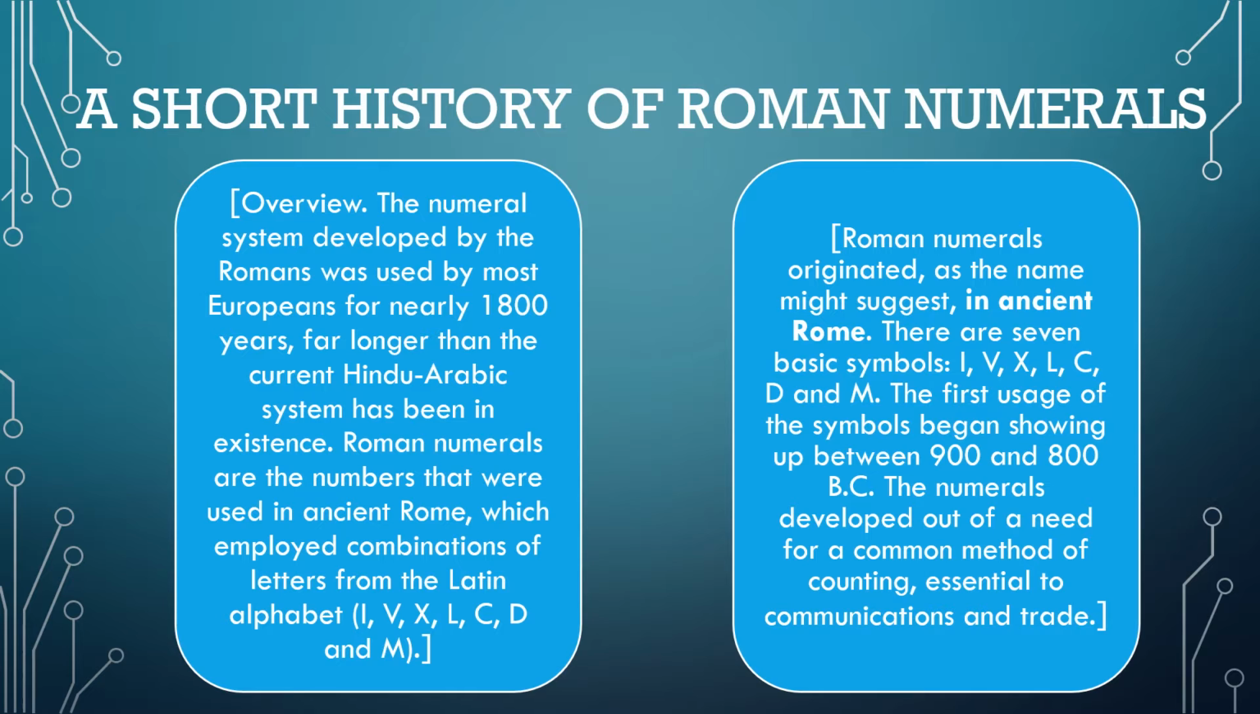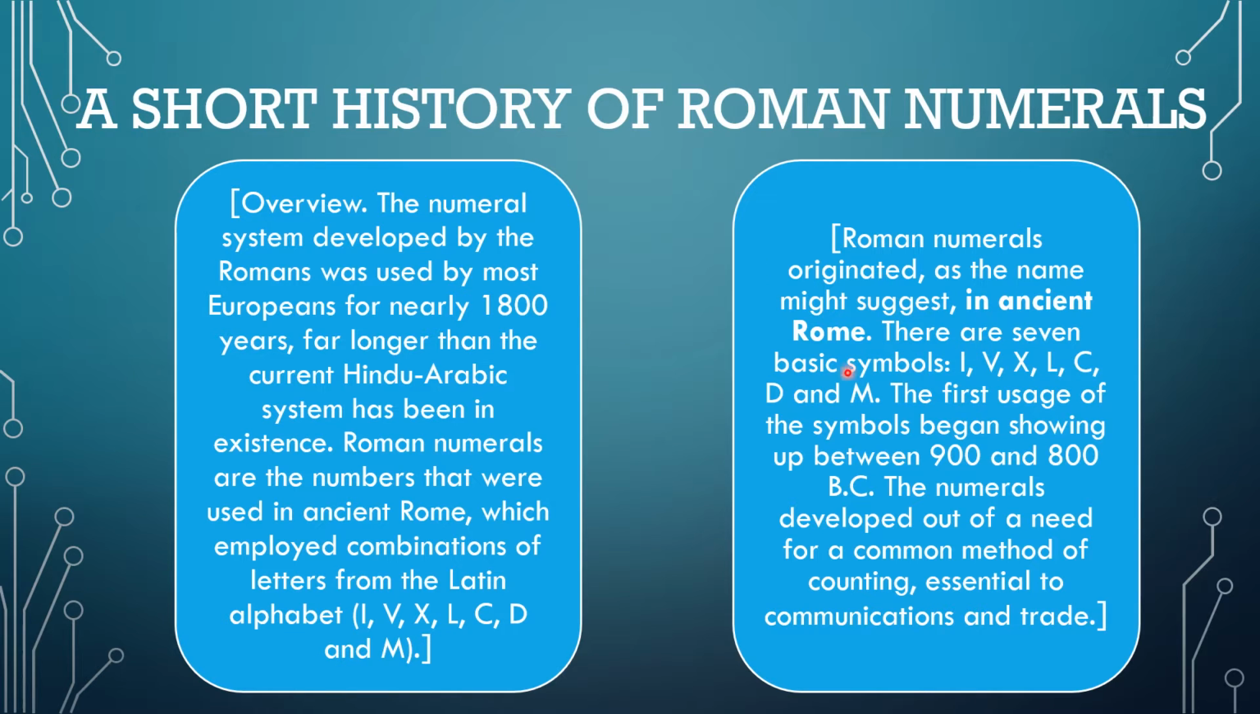A short history of Roman numerals. Overview. The numeral system developed by the Romans was used by most Europeans for nearly 1800 years, for longer than the current Hindu-Arabic system has been in existence. Roman numerals are the numbers that were used in ancient Rome, which employed combinations of letters from the Latin alphabet. These are them.